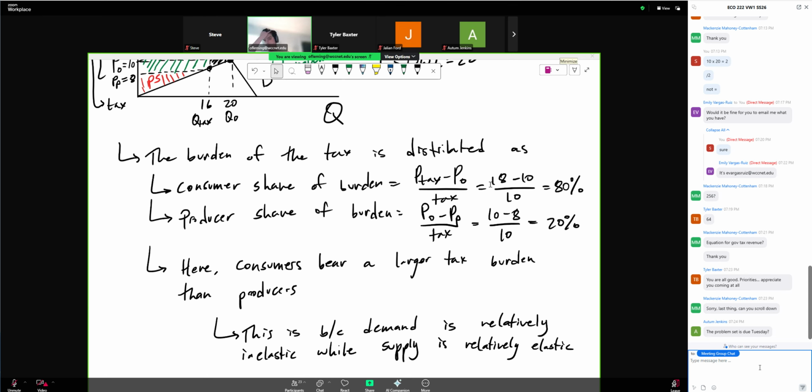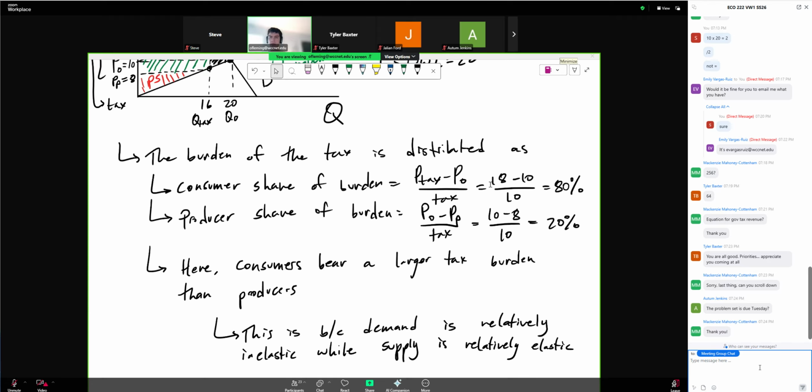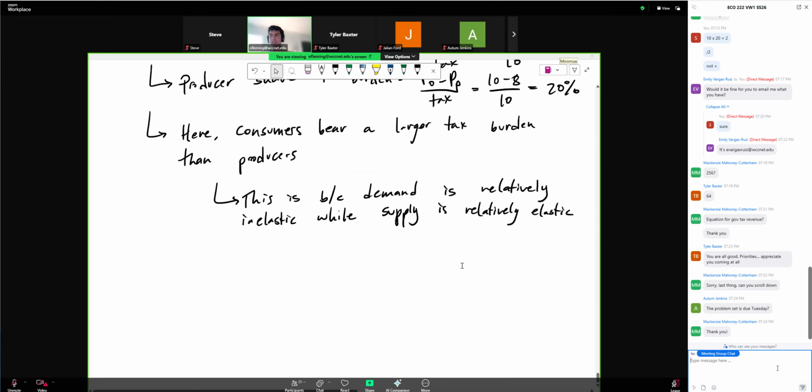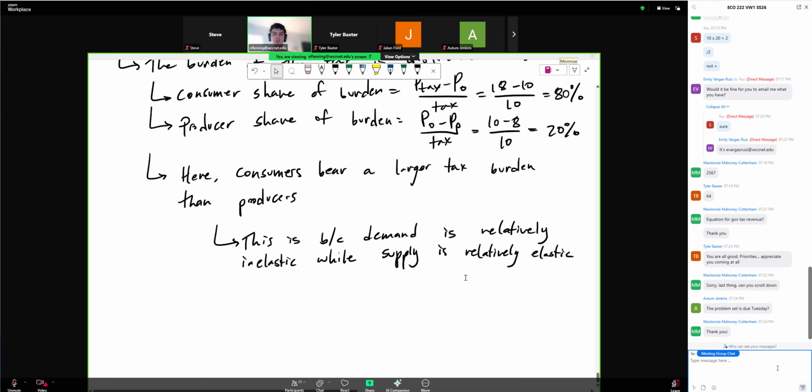So Autumn, the problem set is due Tuesday, but you can turn it in whenever you want with no penalty. The basic idea that I'm gonna say next time is just that if you have a situation where demand is relatively inelastic while supply is relatively elastic, then it's consumers that bear a larger tax burden. If it's the other way around, if demand is more elastic than supply, then it's going to be producers who bear the tax burden. I'll talk about that next time.